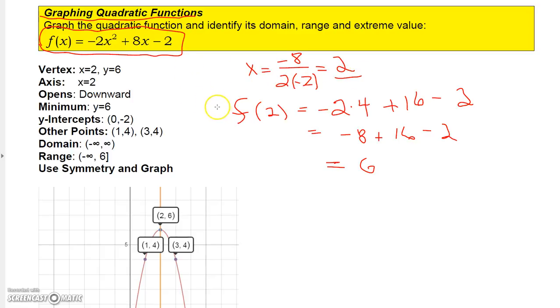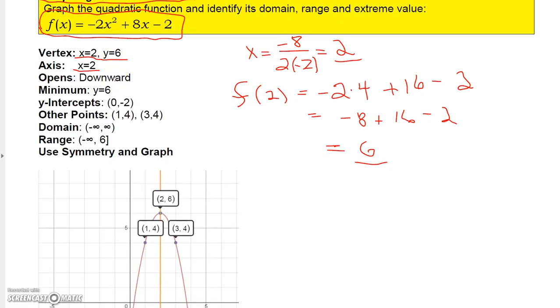And then to get the y value, or the k value, of the vertex, plug 2 back into this function. If I plug 2 in here, I get -2 times 2 squared, so that's just -2 times 4, and then plus 8 times 2, which is 16, and then, of course, minus 2. So you have -8 plus 16 minus 2. -8 plus 16 is 8, and 8 minus 2 is 6. So the vertex is actually the point (2, 6). Now the axis is the line x equals 2.